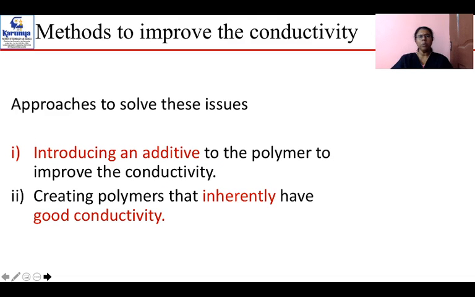So how can we improve the conductivity of the polymers? It's a bit contradictory. Naturally, it is a non-conducting material and we know it has certain advantages. At the same time, as we already saw, there are a few disadvantages as well. So how do we overcome this? We can try to make it conductive. So how do you make the polymer conductive?